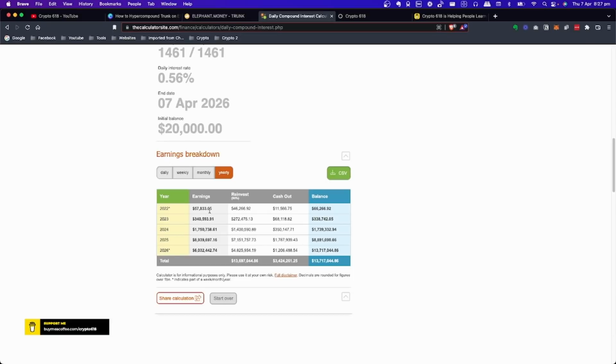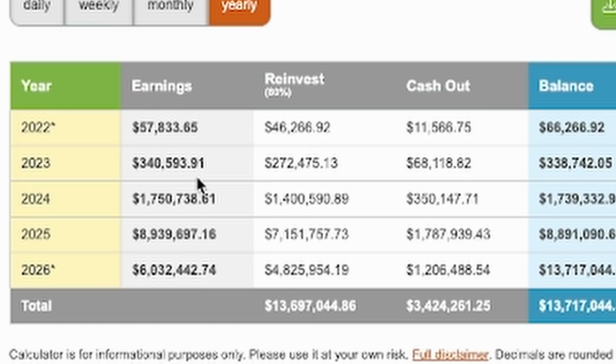But if you have a look at the earnings, they are also growing, and also the cash out. So the first year, 11,000. Second year, you could take out up to 68. And third year, 350,000 if you wanted to take out. And in 2025, which is the fourth year, that's about 1.7, 1.8 million.